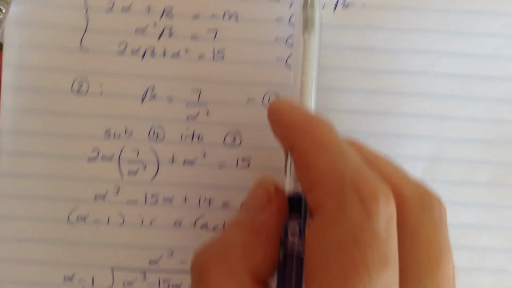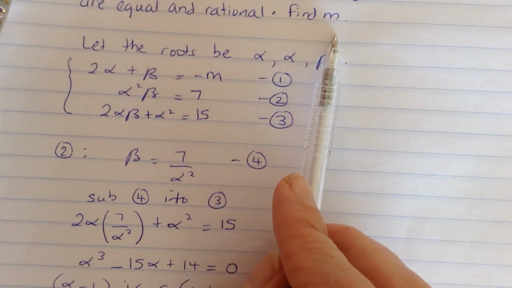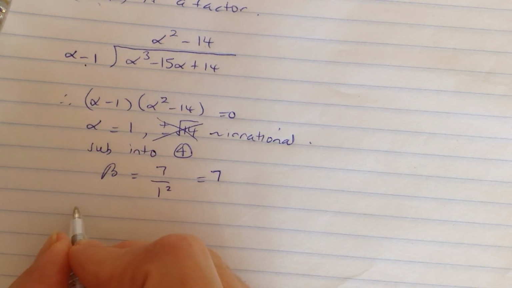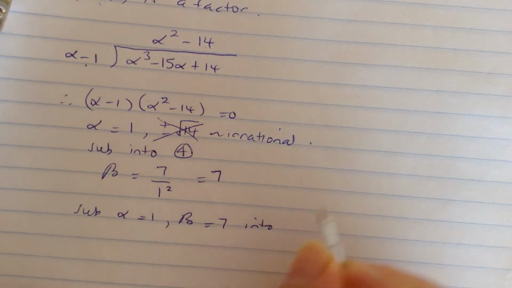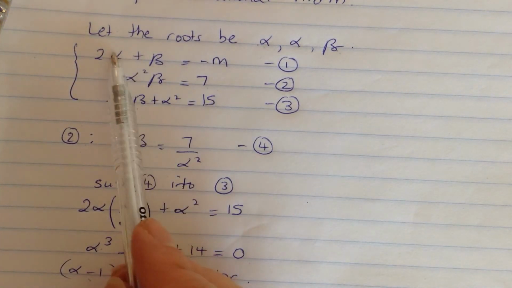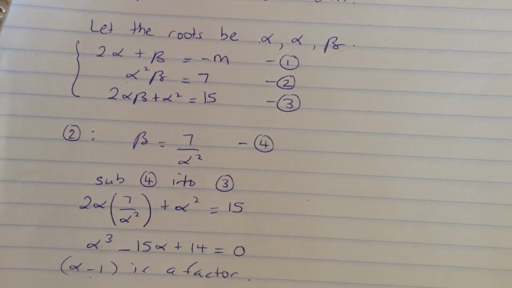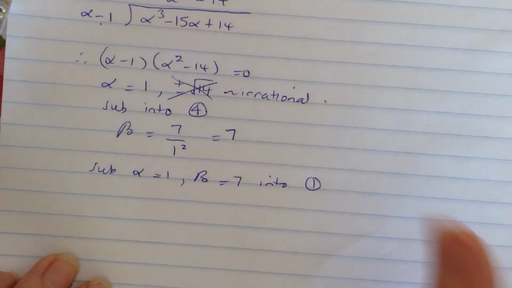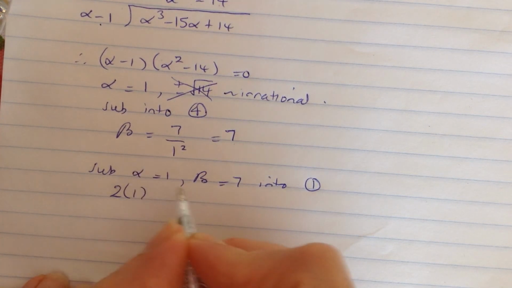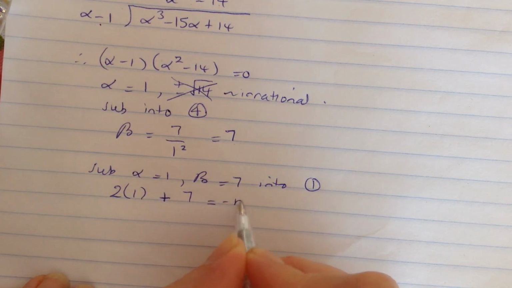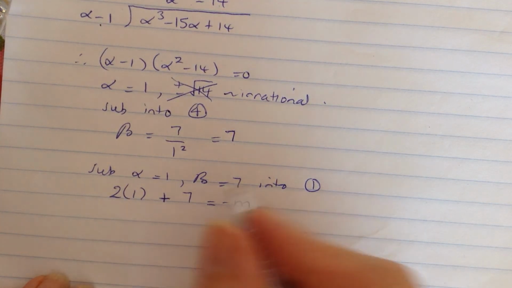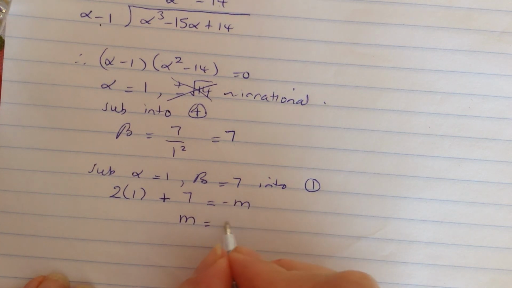Now we can find m, which is what the question asked. It said find m. So let's find m. We substitute alpha equals 1 and beta equals 7 into number 1, equation 1. Equation 1 was 2 alpha plus beta equals minus m. So we're going to write our substitution: 2 alpha, which is 1, plus beta, which is 7, is equal to minus m. And when you simplify that, you're going to get that m is equal to minus 9.